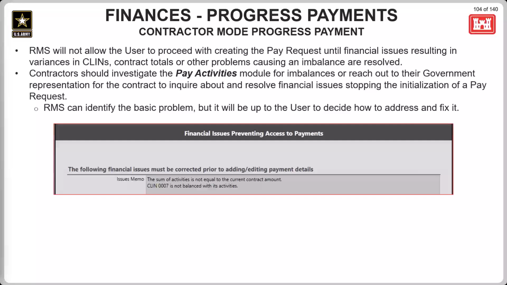Before the payment is started, if there are any issues with finances, RMS will let the user know. RMS can identify the problem, but solving the problem is going to take some work and coordination between the government and the contractor. Just a quick note about this image here. This CLIN 0007 is not balanced with activities. We have gotten some questions regarding this message. So the CLIN message shown here is not for an imbalanced CLIN. This message is to let the user know that the activity is not balanced with the CLIN. So just wanted to clear that up since we've had those questions before.